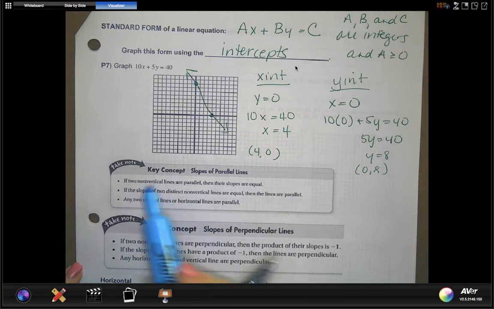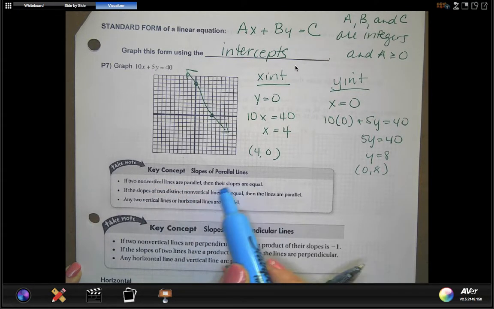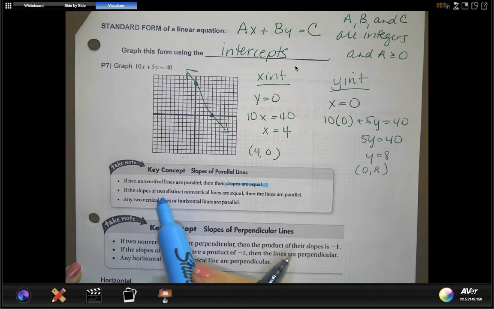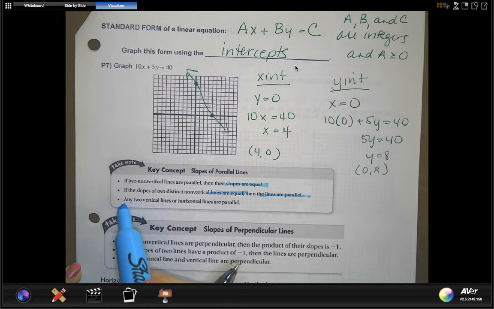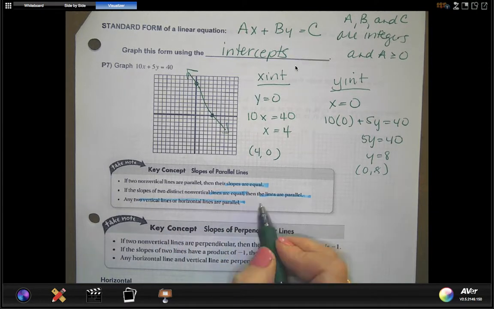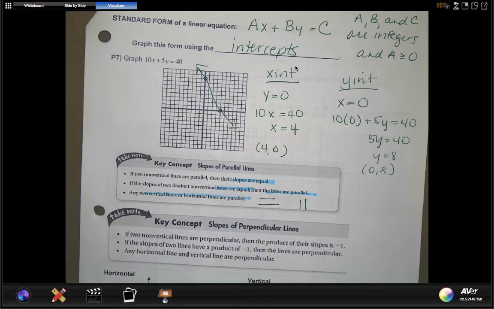If two non-vertical lines are parallel, then their slopes are equal. If the slopes of two distinct non-vertical lines are equal, then the lines are parallel. So that's just the converse. Any two vertical lines or horizontal lines are parallel. So if we have two horizontal lines, they're going to be parallel. Two vertical lines are going to be parallel. Okay?